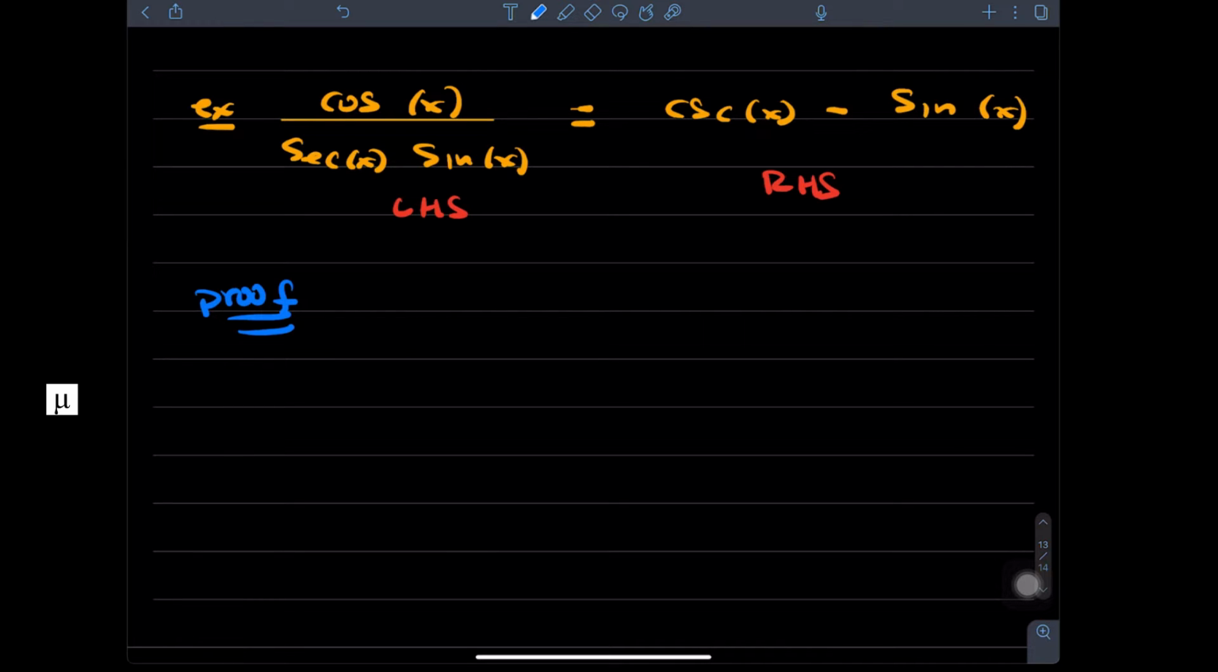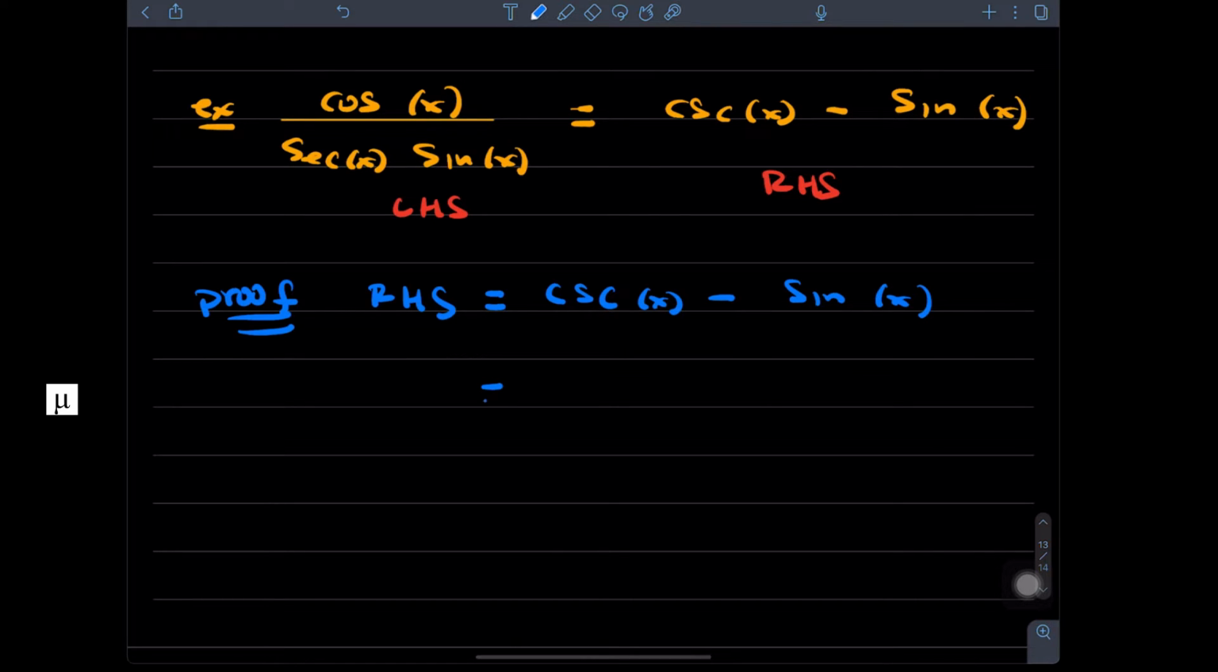And you say, you know, Mr. Judge, if I start to change this from cosine over secant and sine, if I start to change some of those things, I may not get cosecant minus sine so easily. You will eventually. But I'm going to suggest, let's try doing this here. Start with the right-hand side, okay? I'm going to say the right-hand side is cosecant minus sine. So we're going to start with that right-hand side.